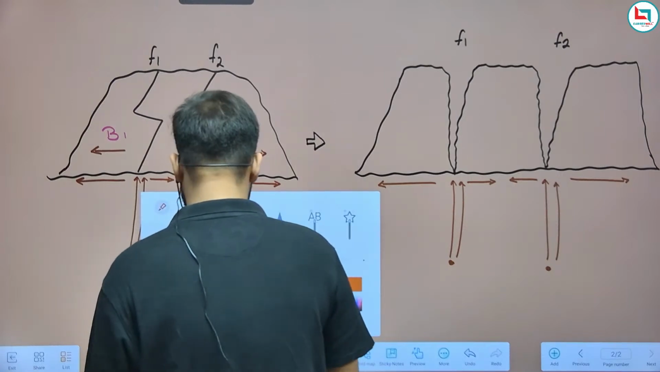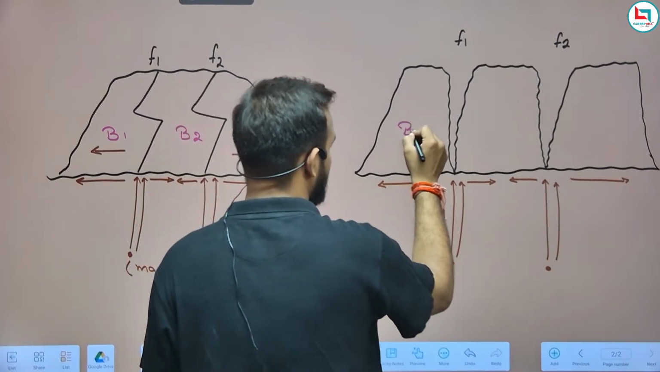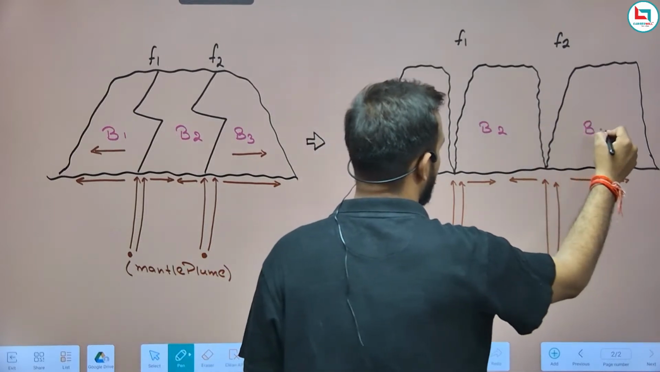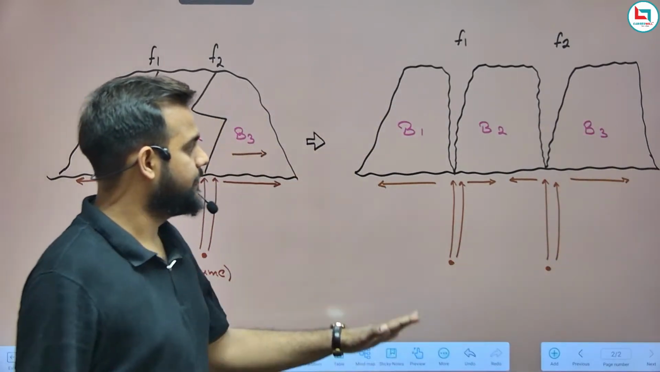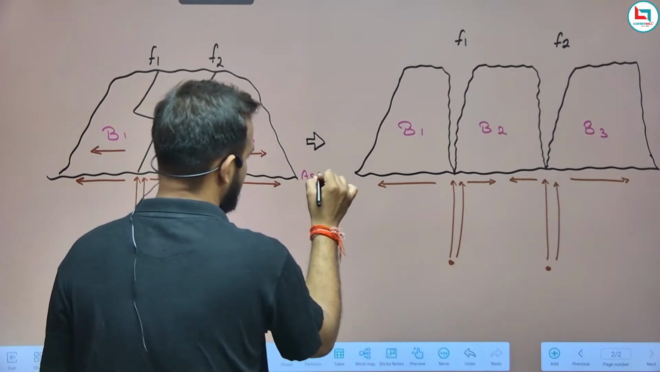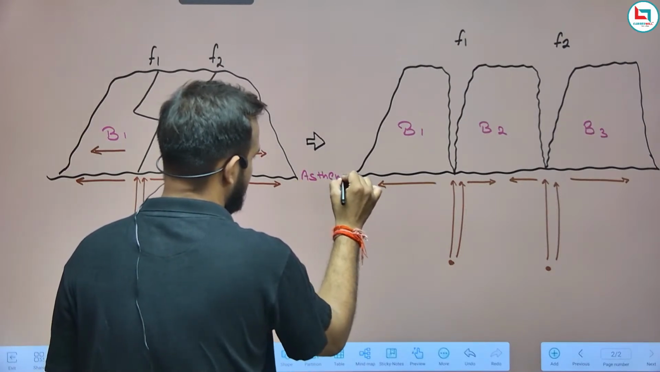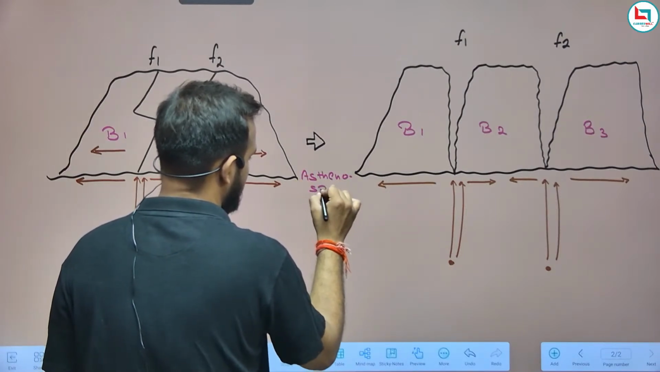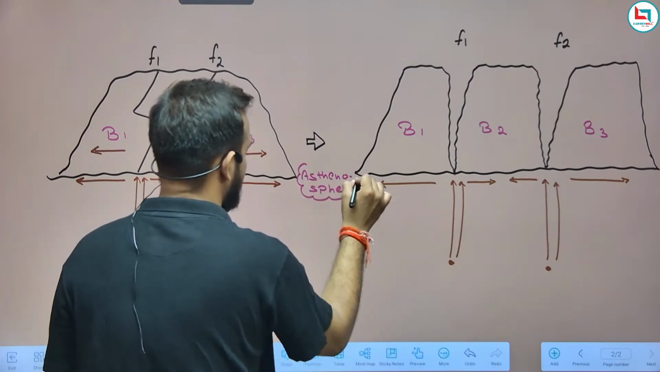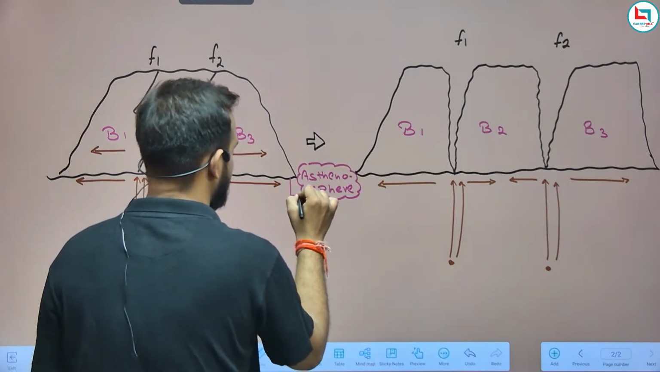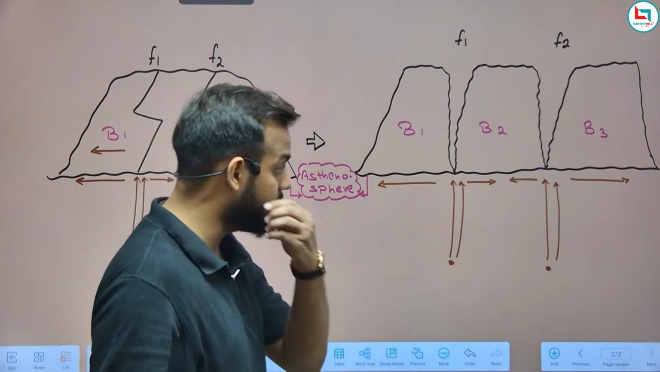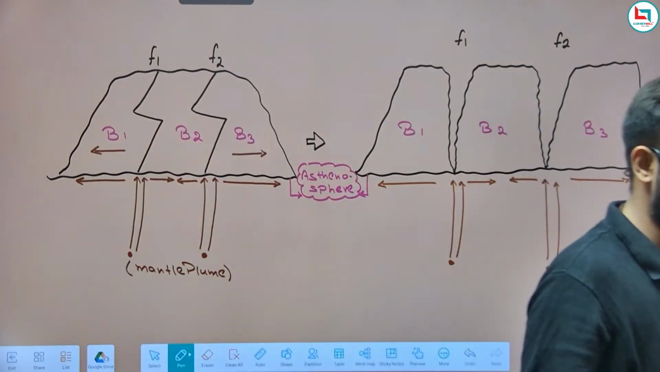Here we have B1, here we have B2, and here we have B3. Now, this particular line is the asthenosphere. This particular line is the asthenosphere because mantle plumes are originating in the asthenosphere.